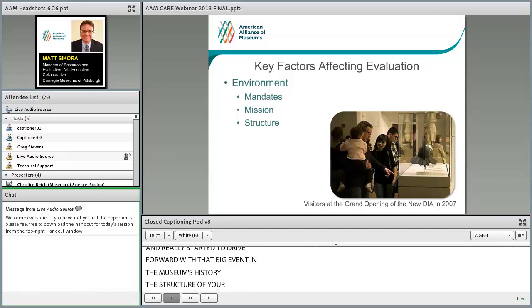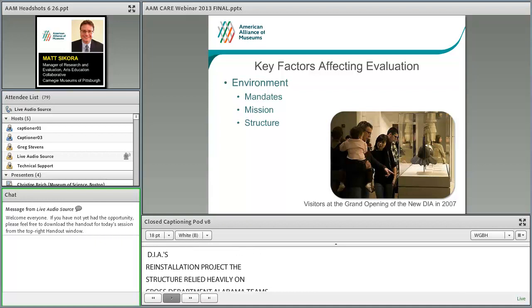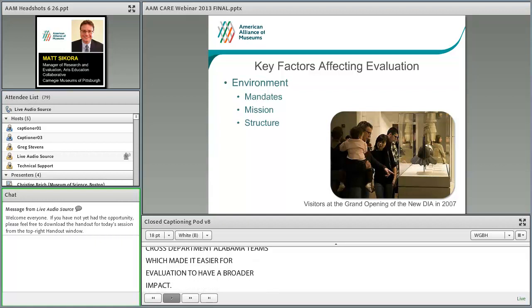The structure of your organization is also important. Again, with the DIA's reinstallation project, the structure relied heavily on cross-departmental teams, which made it a lot easier for evaluation to have a broader impact. When the project was over, the structure reverted a little bit more back to the silos that we saw earlier, and separate work within departments, which made it more difficult for evaluation to be institution-wide because the institution was not as integrated at that point. Things are starting to swing back again now.